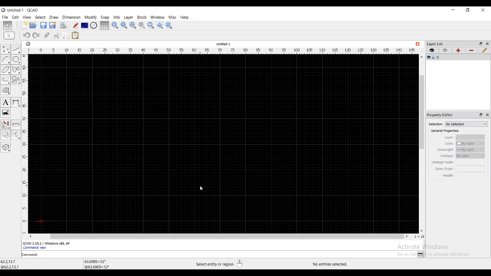Today we are going to see how we can use these coordinate systems in QCAD. There are two or three ways in which you can use these coordinate systems. One is called the absolute, one is called relative, and the third is the polar coordinate system. The format, or the command and function, will be the same, and you have to just change the values. So let us start with the absolute coordinate system.